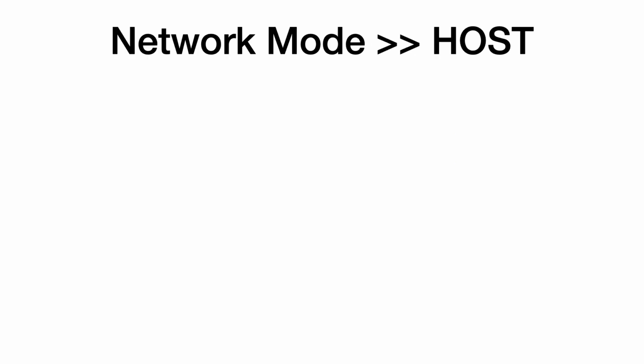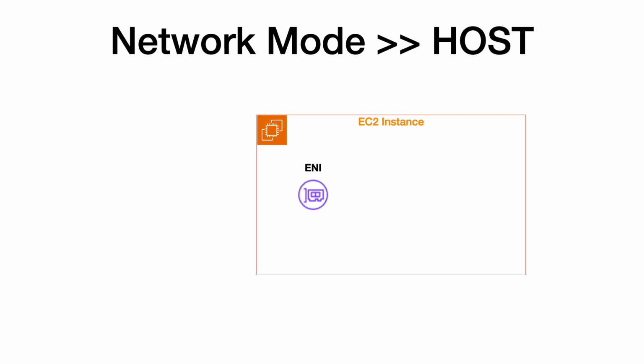Host mode is the most basic network mode. It's applicable for the Linux EC2 instances only. In this mode, the networking of the task, or container, is tied directly to the underlying EC2 instance. When you create an EC2 instance, an elastic network interface gets attached to it. The elastic network interface, also known as ENI, is a software networking component, which has its own IP address, MAC address, etc. In the host mode, when the container runs on the EC2 instance, the container network gets linked to the ENI attached to the EC2 instance.